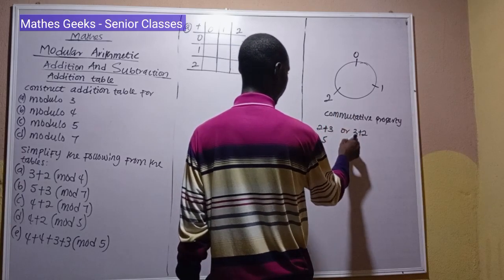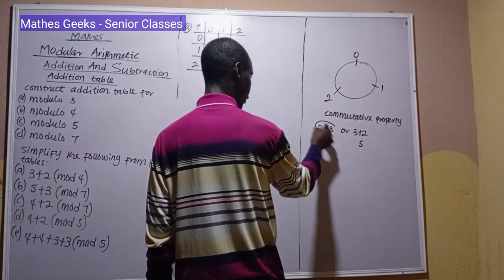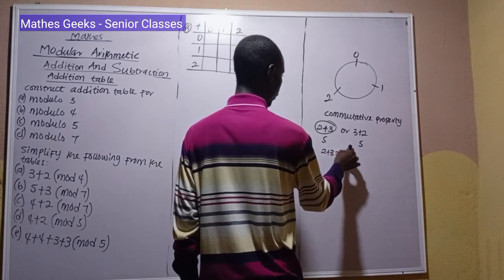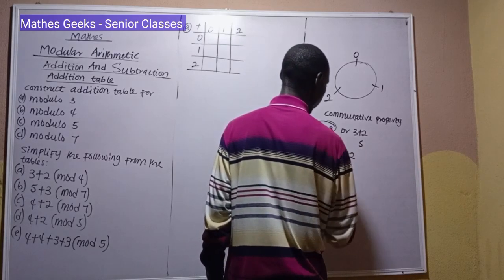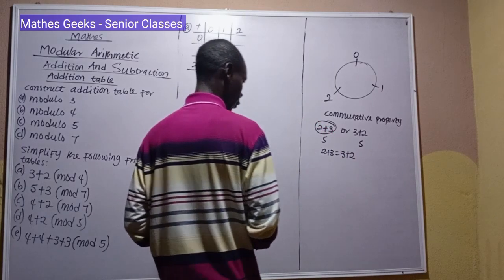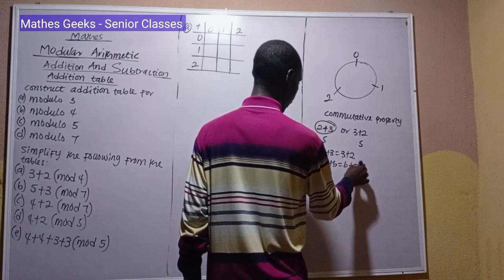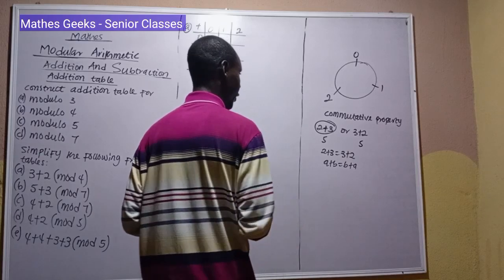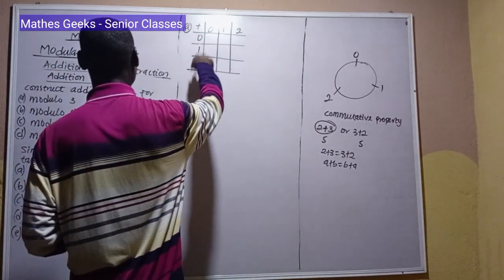2 plus 3 is 5, and 3 plus 2 is 5. So this means that order is not significant. So we can say 2 plus 3 is equal to 3 plus 2. This is what the commutative property means, which means A plus B is equal to B plus A. It applies to the addition table for modular arithmetic.